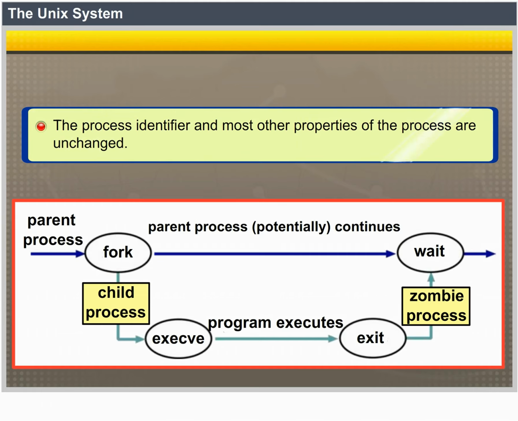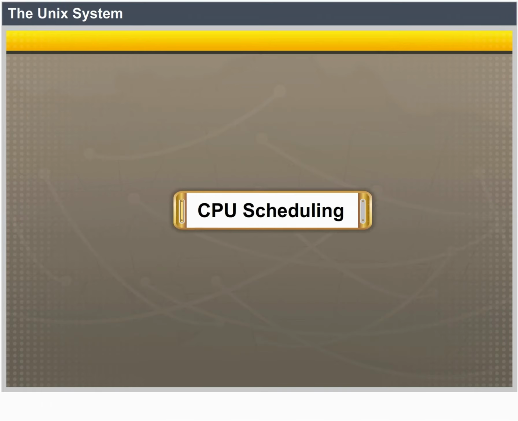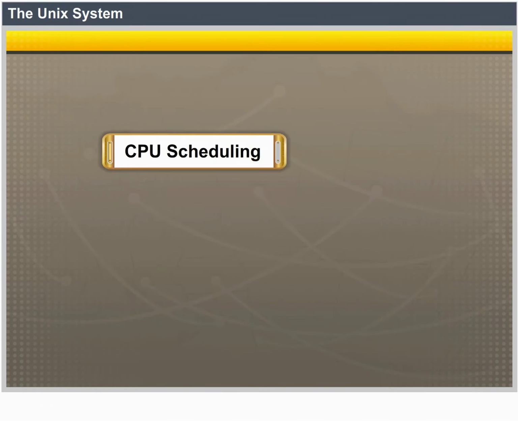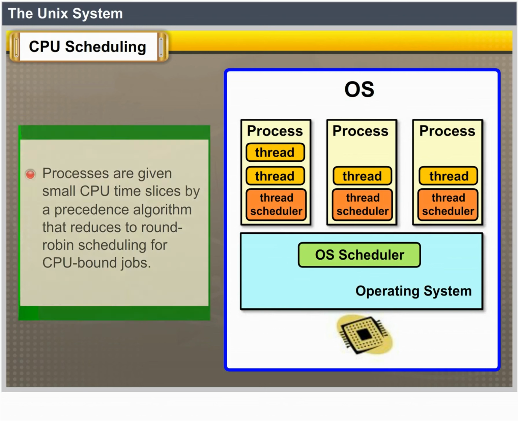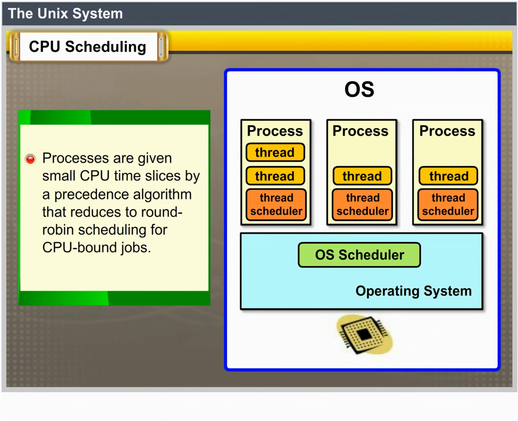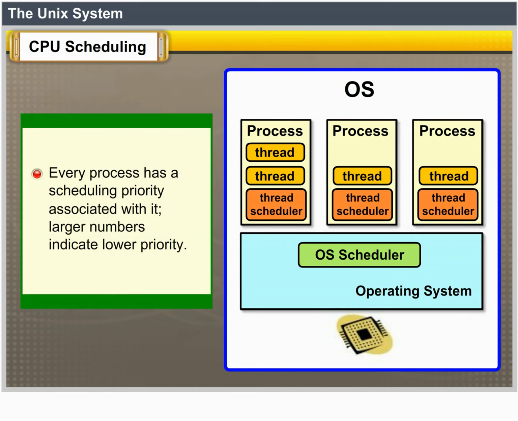CPU scheduling. CPU scheduling in Unix is designed to benefit interactive processes. Processes are given small CPU time slices by a priority algorithm that reduces to round-robin scheduling for CPU-bound jobs. Every process has a scheduling priority associated with it. Large numbers indicate lower priority.